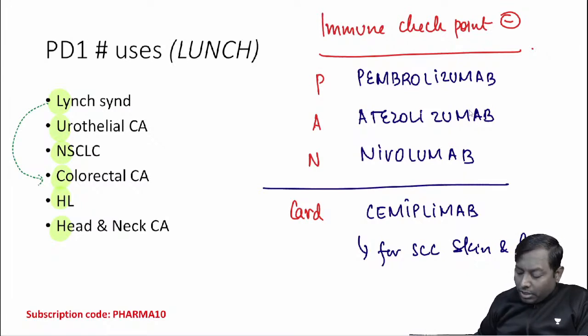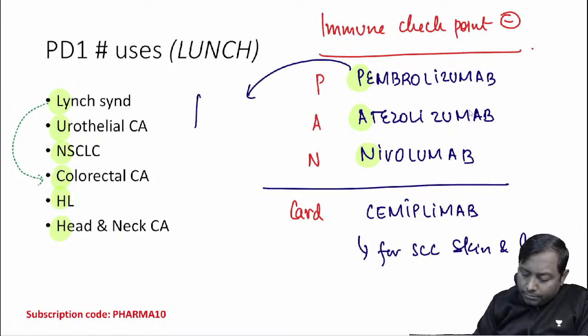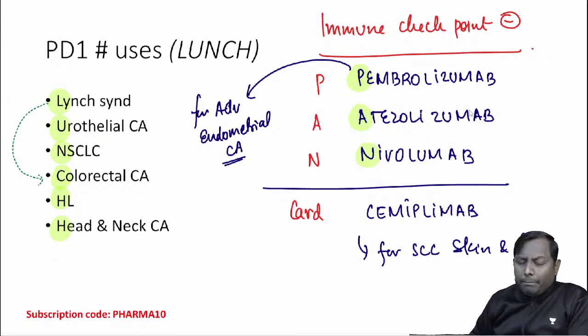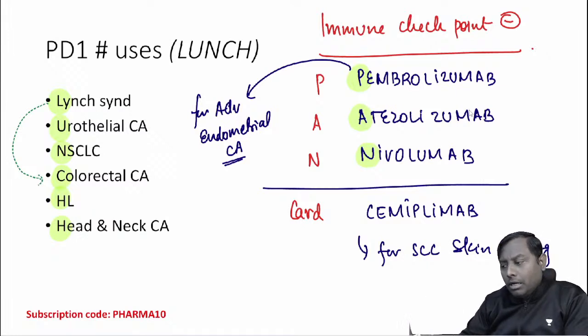So remember, programmed death cell 1 antagonists are, first and foremost, immune checkpoint inhibitors. How to remember the name? The simple mnemonic that I told you is PAN card. Pembrolizumab, atezolizumab, nivolumab, cemiplimab. Pembrolizumab was also approved in March 2022 for advanced endometrial carcinoma. For advanced endometrial carcinoma, which agent am I talking about? Pembrolizumab. This is one more approval recently, in March-April 2022, and the same mid-year June AIIMS exam has already asked this question.